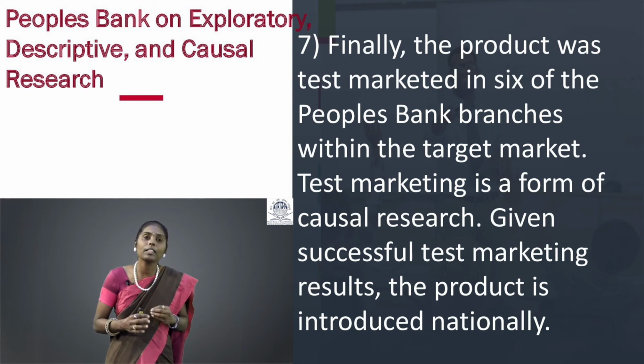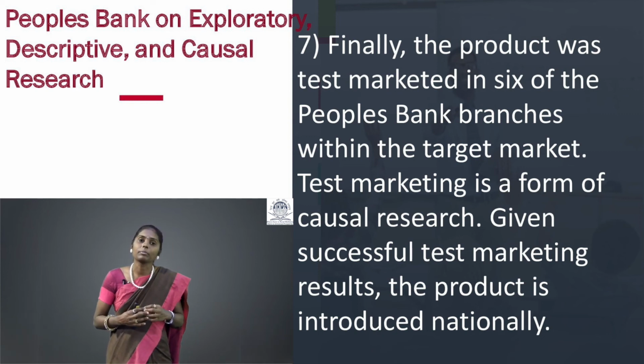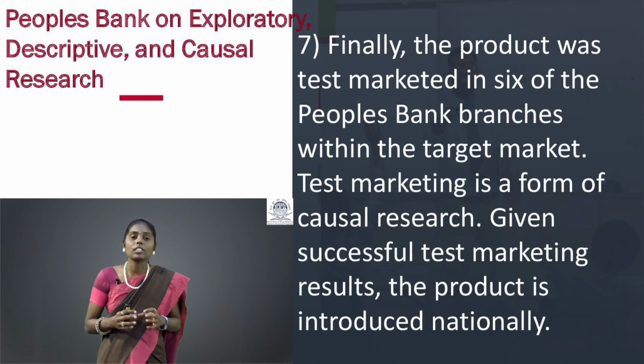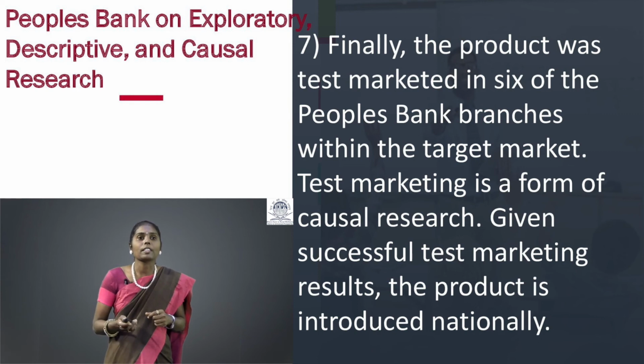So for that, usually the organizations carry out pilot testing before introducing the new product across the country. So this is the causal research that the marketing research team at People's Bank have carried out. Right? Given successful test marketing results, the product is introduced nationally. So these pilot testing results showed good results, and the customers were preferring to buy the new product introduced by the People's Bank, and then because of this result, the People's Bank introduced the product across the country.